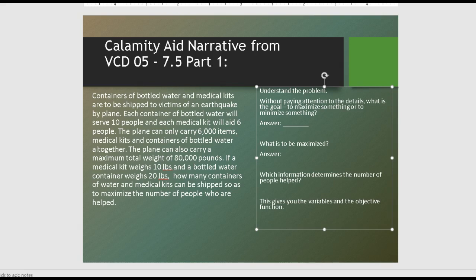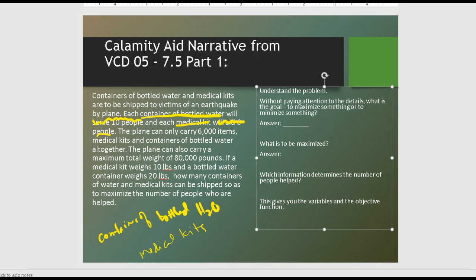Each container of bottled water will serve 10 people, and each medical kit will aid 6 people. Now, I suggest that here you ignore the numbers on first reading. So just remember that there's a container of bottled water, forget about the 10 people. There's a medical kit, forget about the 6 people. So you have containers of bottled water and medical kit. These are the things that you want to maintain in your mind: the earthquake, bottled water, and medical kits.